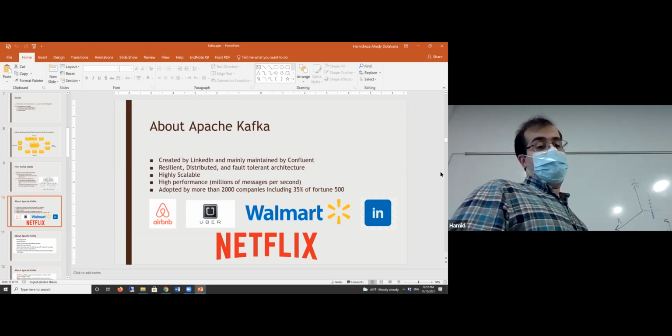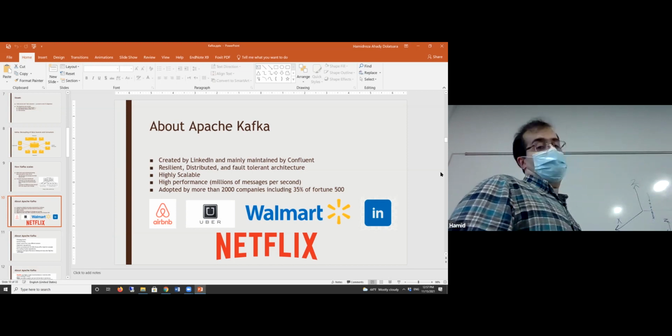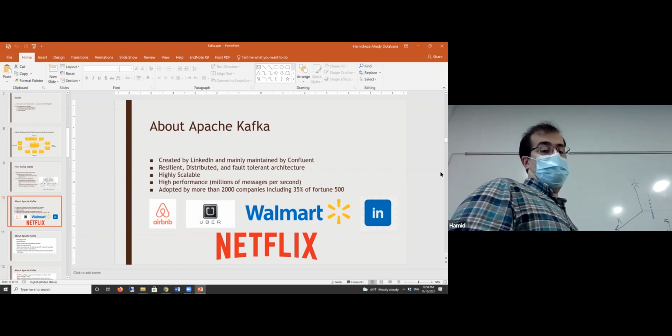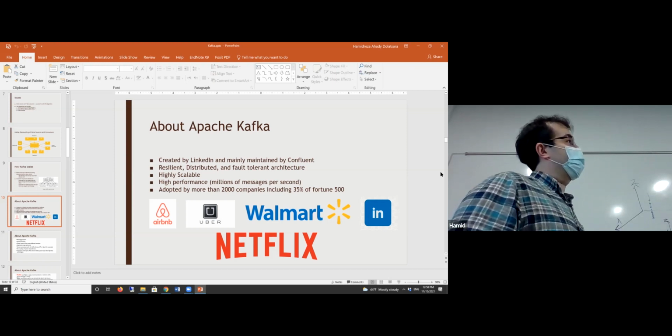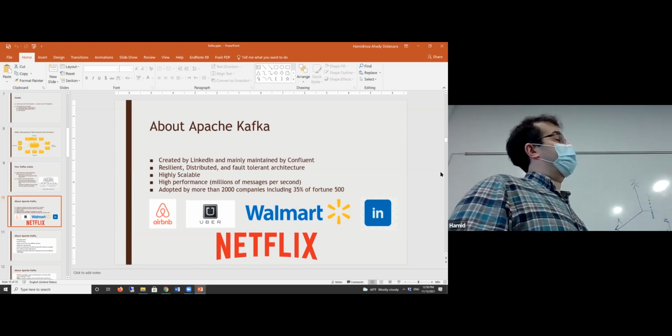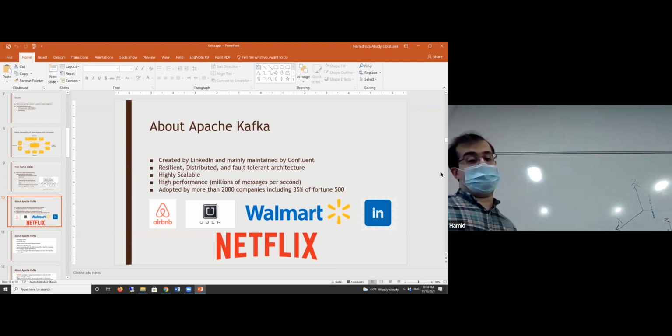It was created by LinkedIn, which, since Microsoft acquired LinkedIn, is probably part of Microsoft right now. Also, it is maintained by Confluent, which is again a private institution. So Kafka, more specifically Kafka through Hadoop, has resilience and its data is distributed. Therefore, it has fault tolerance. It's highly scalable, so you might have several data resources and customers. We have a high throughput. You can send millions of messages.